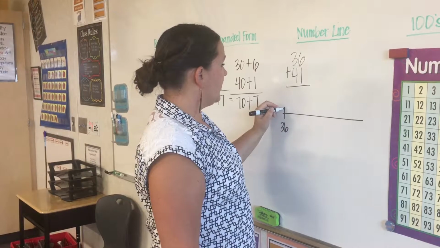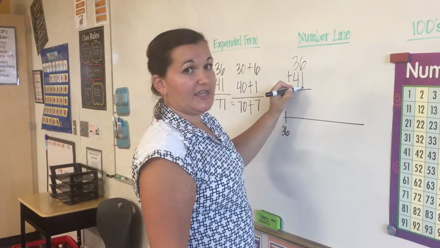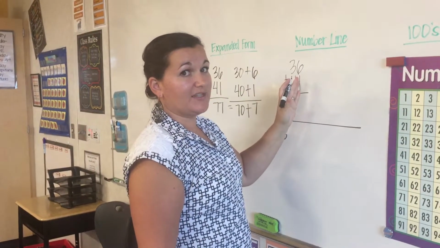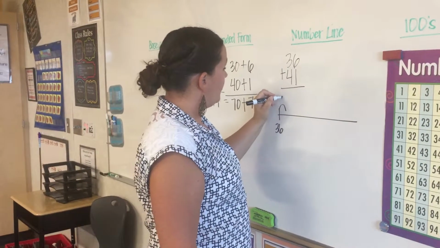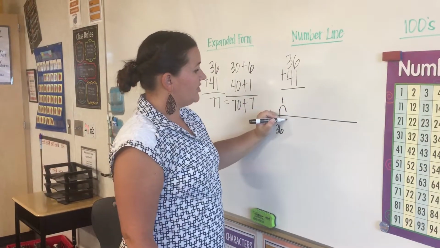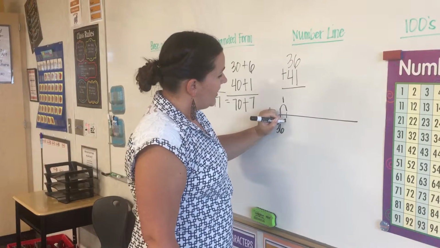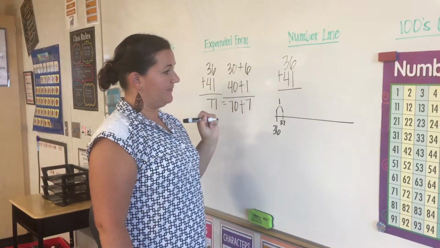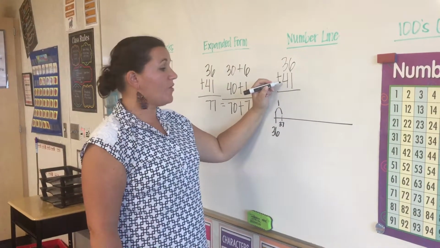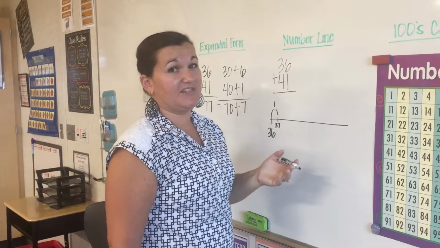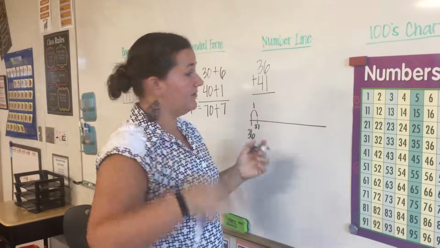So I'm going to take a jump of 1 so I can get rid of my 1s, because when I add, I start with my 1s. So if I just jump 1, this 1 represents what I jumped. I'm on a new number of 37. Now I have 40 more to go. I'm going to take jumps of 10 because those are easier for my brain.